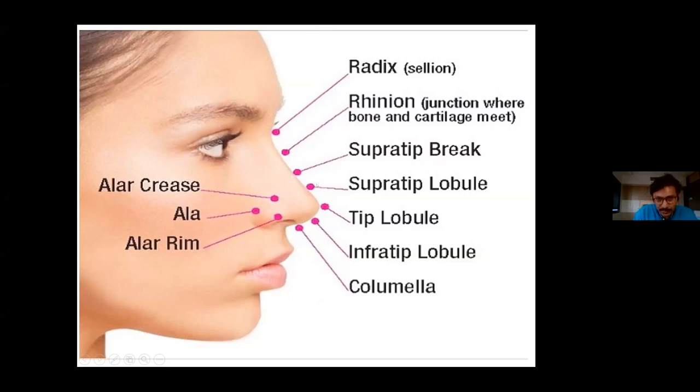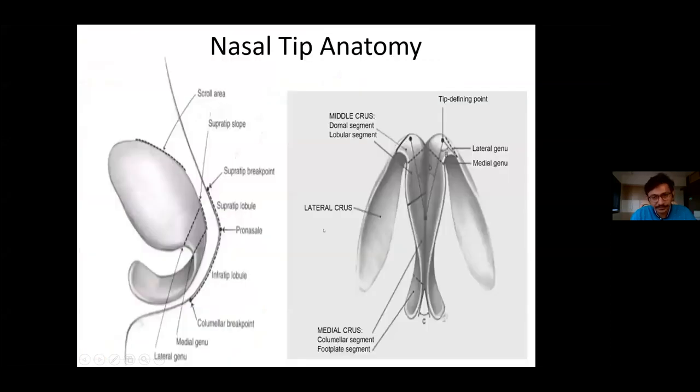This is the supratip lobule, and this is the infratip lobule. The lobule above the tip is the supratip lobule, and the lobule below the tip is the infratip lobule area. Of course, all of us know about the columella and the ala and the ala rim, and this is the place of the ala rim crease.